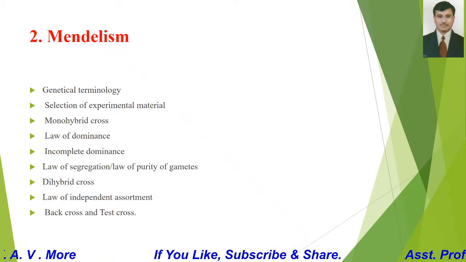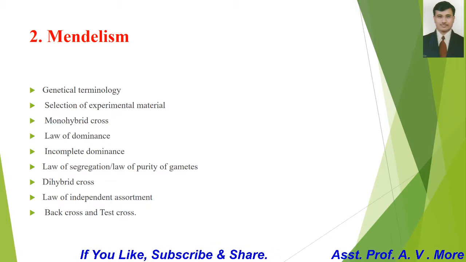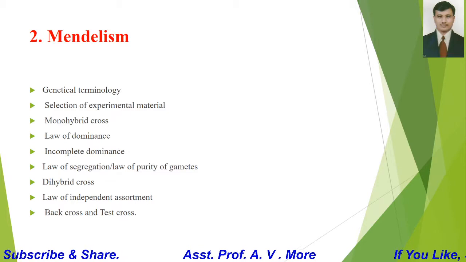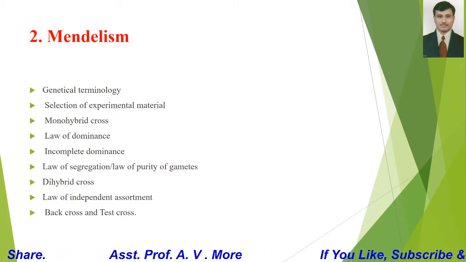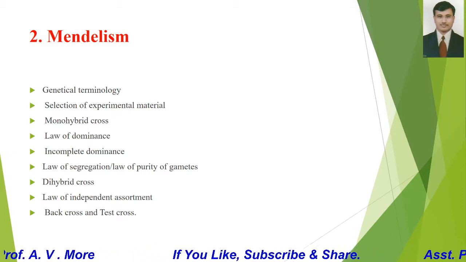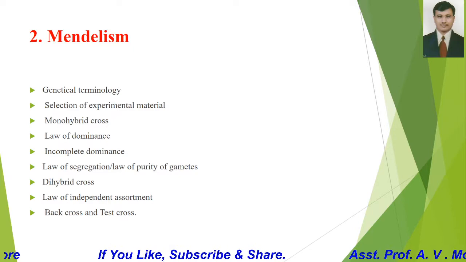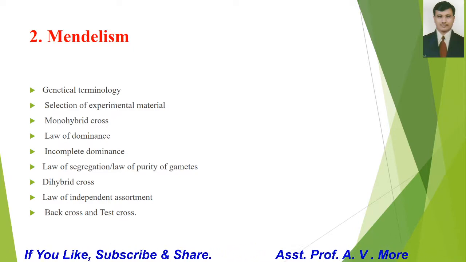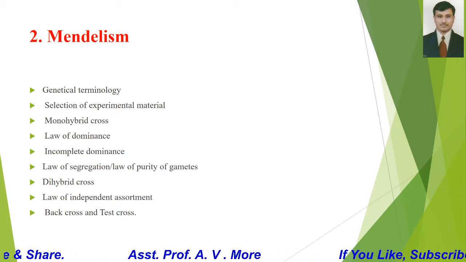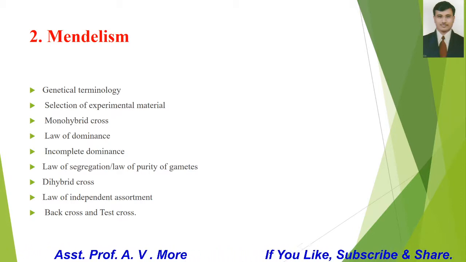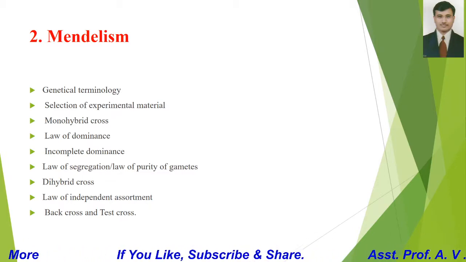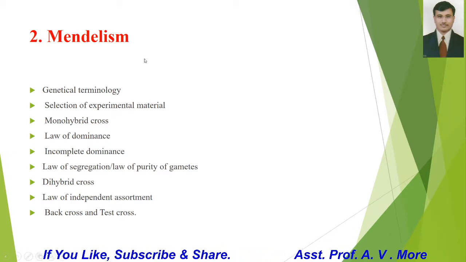Next unit is Mendelism. In that topic we have to study genetical terminology, for example, what is allele, what is gene, heredity, variation, etc. Second one is selection of experimental material, that is monohybrid cross, law of dominance, incomplete dominance, law of segregation or law of purity of gametes, dihybrid cross, law of independent assortment, and back cross and test cross. All these points we have to study in that topic.